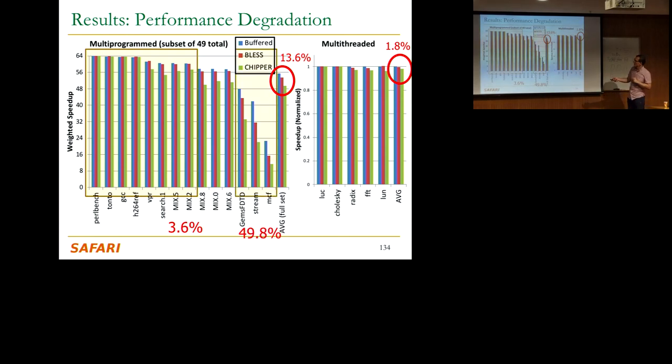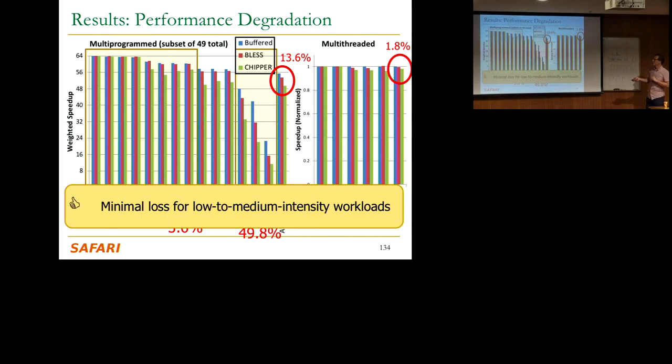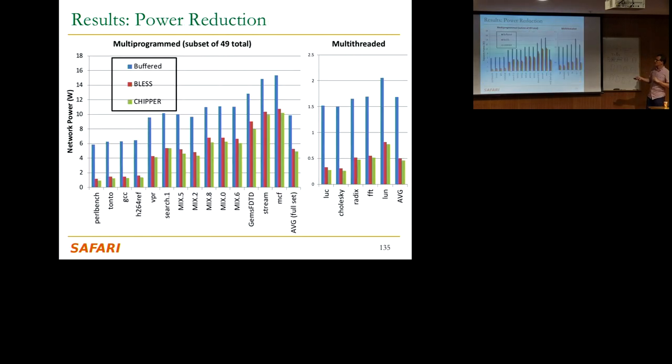Okay. So in very intensive workloads, the loss is very high, as you can see. But these are arguably not typical. I mean, they could exist, but this is one problem with bufferless routing. Actually, how do you handle these very high load cases? It's not easy. Okay, there's minimal loss for low to medium intensity workloads.